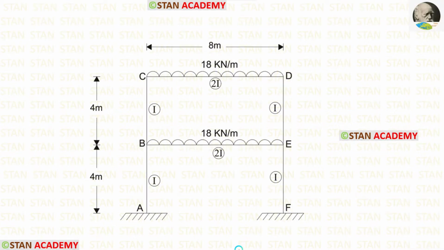In this frame, there are two stories. In the beams, we have a uniformly distributed load of 18 kN per meter. In the columns, there are no loads. The first story is 4 meter height. The second story is also 4 meter height. The length of the beams is 8 meter. The moment of inertia for the columns is I. The moment of inertia for the beams is 2I.